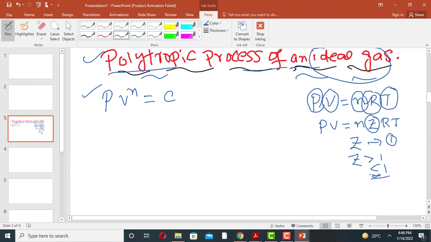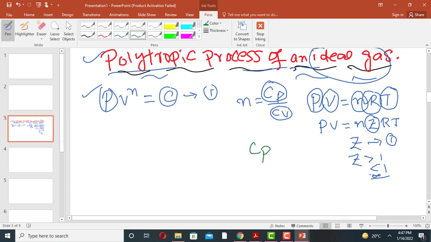Now this is the polytropic relation. This equation 1 shows the polytropic relation. Now what is P? P is the pressure, V is the volume, C is a constant, n is also a constant, and it is nothing but the ratio of Cp divided by Cv. Heat capacity at constant pressure, heat capacity at constant volume. The heat capacity at constant pressure can be obtained from the enthalpy relation, the change in enthalpy with change in temperature at constant pressure. Similarly, Cv is equal to the change in internal energy with change in temperature at constant volume.